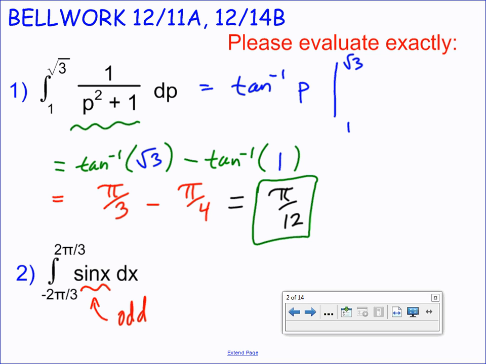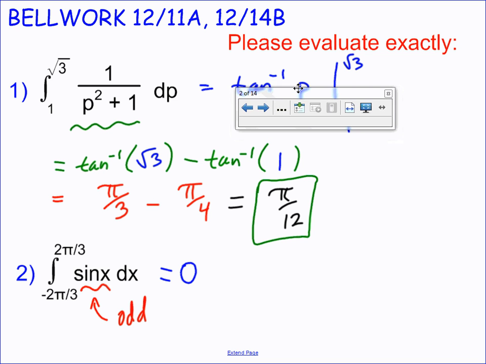0, and we can verify that, right, doing it the long way. If we didn't recognize that, that's okay. If we didn't recognize that sine of x was odd, or that we were integrating from negative 2 pi over 3 to the opposite, positive 2 pi over 3, we could have done it the long way.